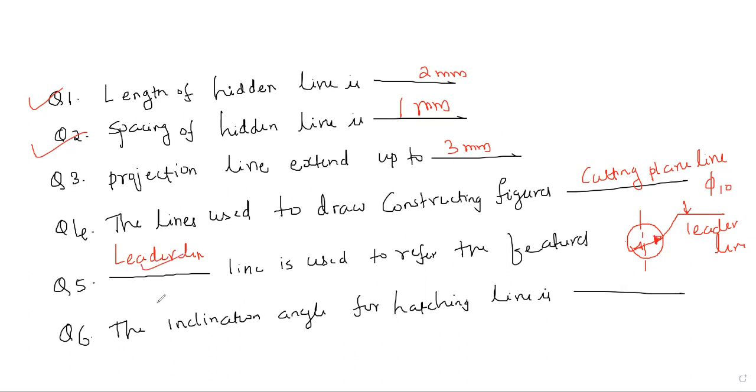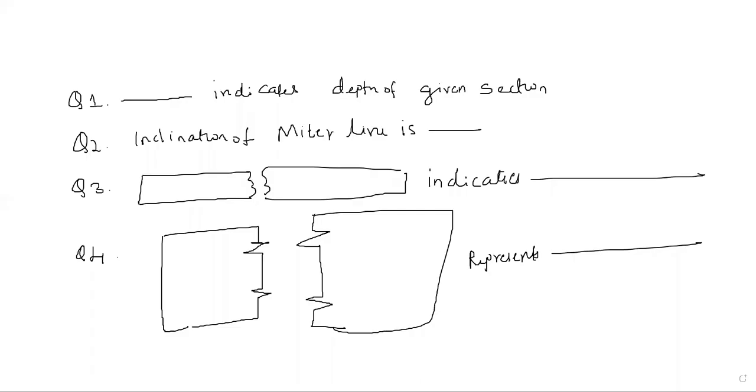The inclination angle of the hatching line is 45 degrees. You can expect similar points in the examination. Make a note of this. Please go through the above points which I already gave. Question number 1. What indicates the depth of a given section? The terminology is the miter line. The miter line indicates the depth of the given section. Question number 2. What is the inclination of the miter line? It is 45 degrees.